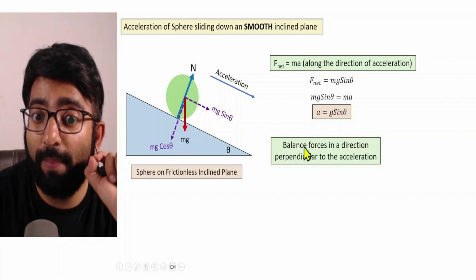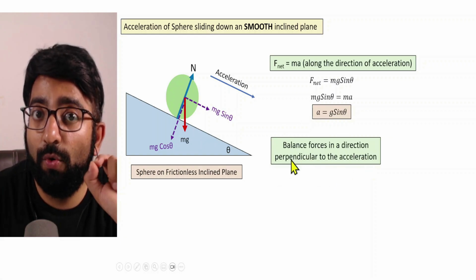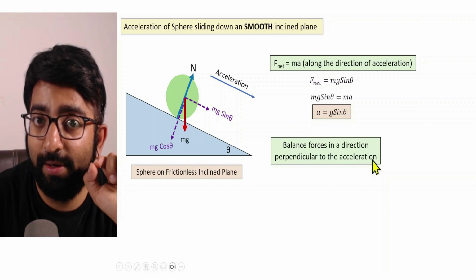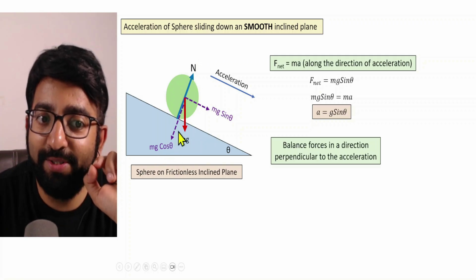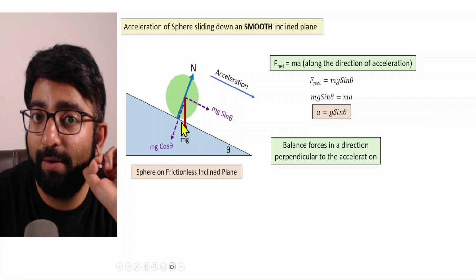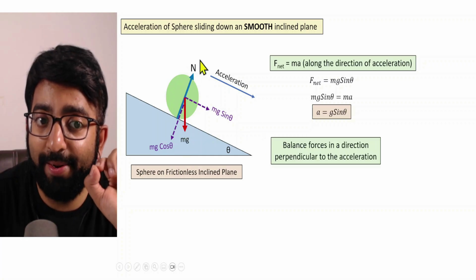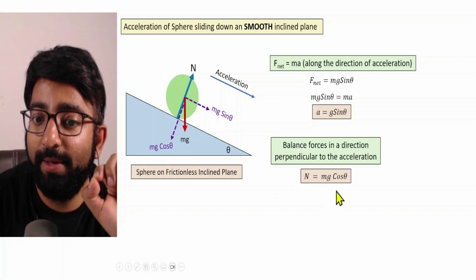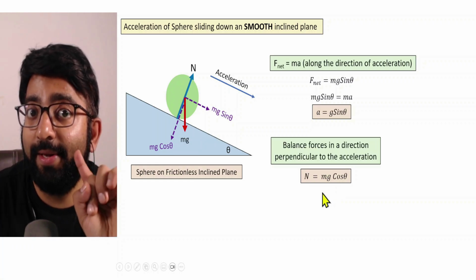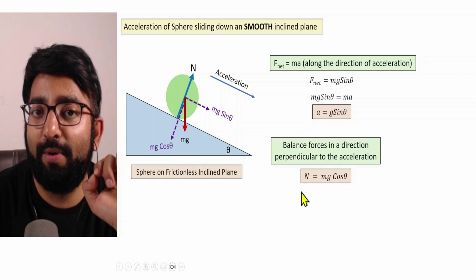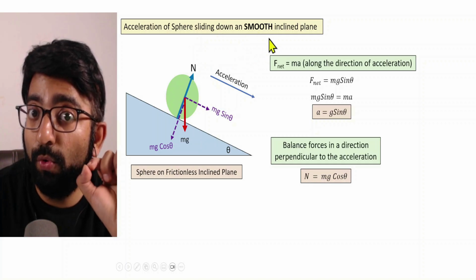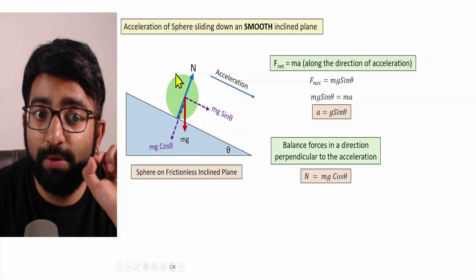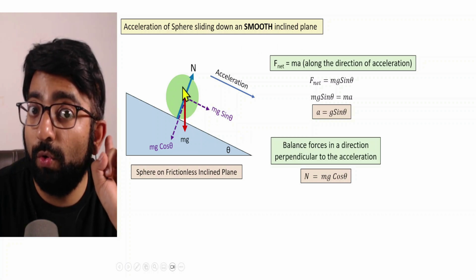Step number 2, we have to balance forces in a direction which is perpendicular to the acceleration, which means net force is 0 in a direction which is perpendicular to the acceleration. Coming back to the diagram, we have normal reaction going up and mg cos theta going down, and both of them are perpendicular to the incline. So in step 2, we are going to balance N and mg cos theta. So N will be equal to mg cos theta. And while solving exam questions, this step 2 is also very important. So this was the entire analysis for a sphere which is accelerating down a smooth inclined plane. Since the incline is smooth, the sphere was having only linear acceleration, no rotation was happening.